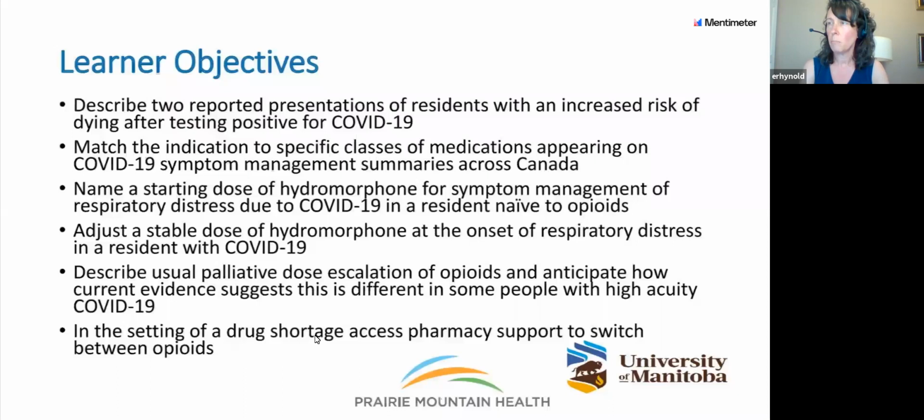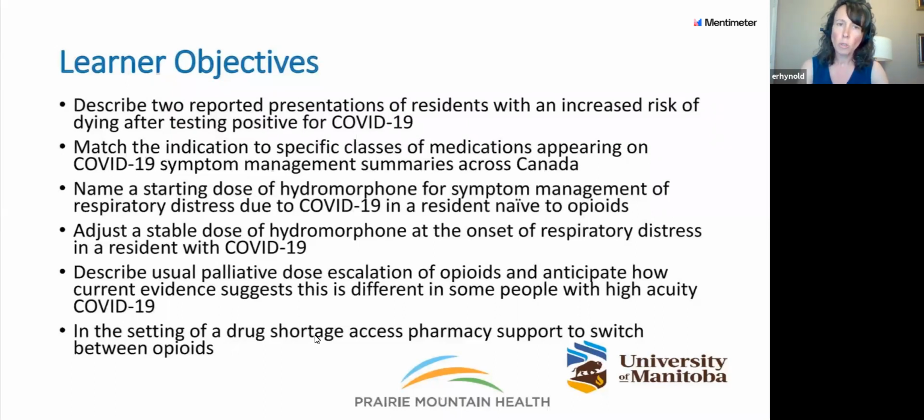That's www.menti.com, code 708530. We've got a little bit of a pre-test, but by the end of the session, I'm hoping that you'll be able to describe 2 reported presentations for residents with an increased risk of dying after testing positive for COVID-19, match the indication to specific classes of medications appearing on COVID-19 symptom management summaries across Canada, name a starting dose of hydromorphone for symptom management of respiratory distress due to COVID-19 in residents naive to opioids and how this would be different if people are on a stable dose of opioids.